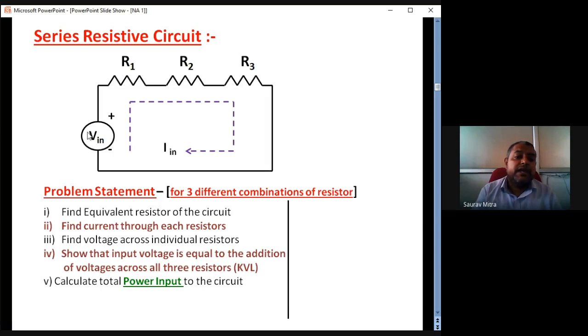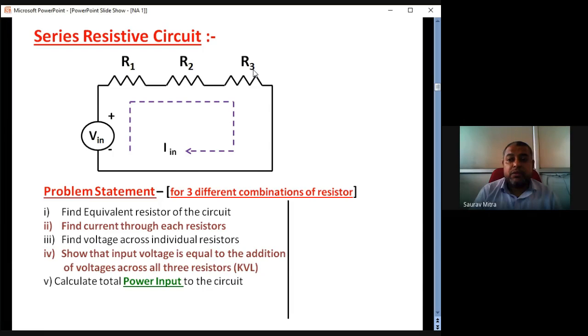So this V in, this voltage source, is called a power source for this circuit, and R1, R2, R3 are called the load. They are dissipating the power in the form of heat, and they are called the sink. So V in is the source, and R1, R2, R3 are the sink. Sink means where the power is going in and getting dissipated, used, or sometimes wasted. So these are very important terms in a circuit.